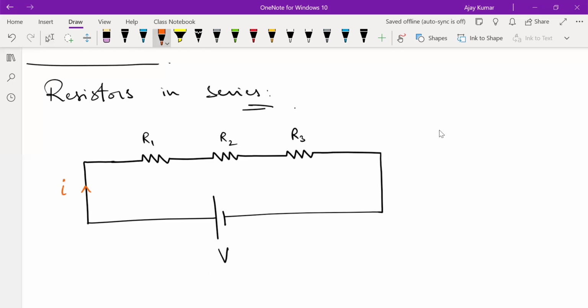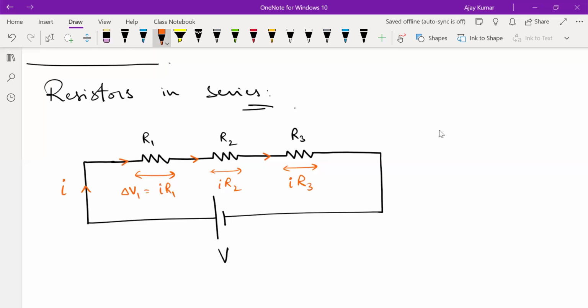Now, if there are no junctions between the resistors, whatever current flows through R1, the same current flows through R2 and the same current flows through R3 as well. All 3 of them will have the same current. Then the potential difference across the first resistor, delta V1, will be I into R1. And across the second resistor will be IR2. And the third one will be IR3. It's important that I is common in all of them.